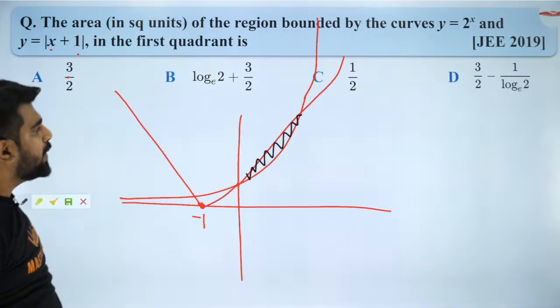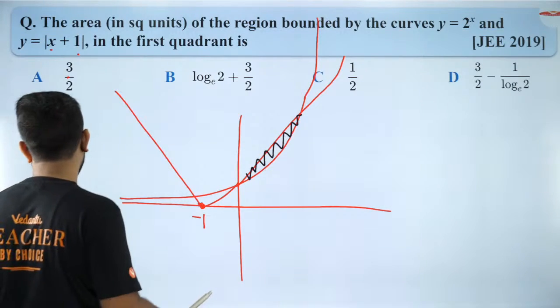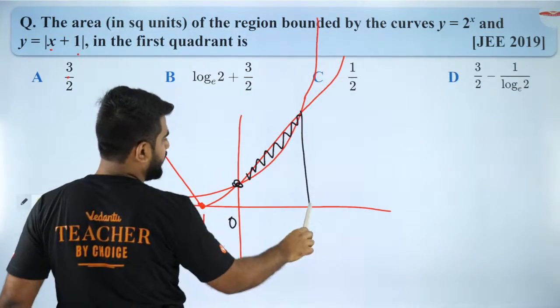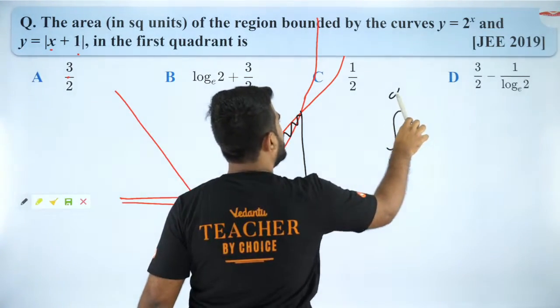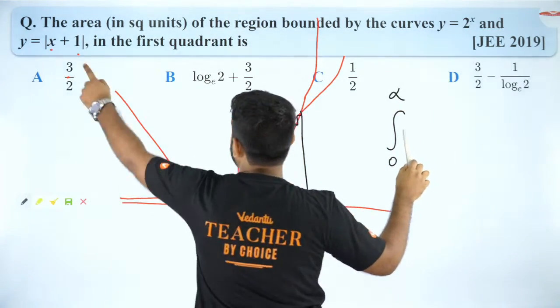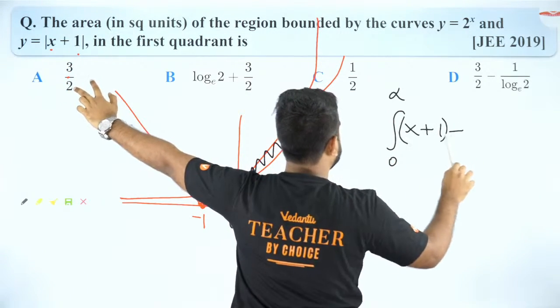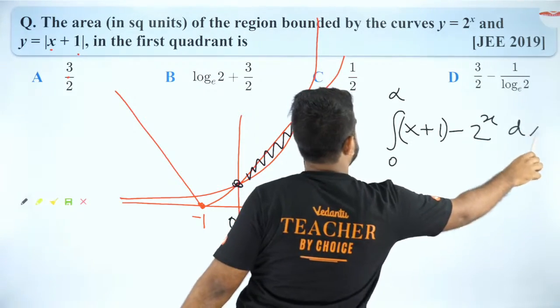Are you all cool with it? So basically, I need to integrate from 0 all the way up to this point. Let's call it alpha. So the integral is from 0 to alpha. The above function is x plus 1, minus the below function, which is 2 power x. That's it. Over, as simple as that.